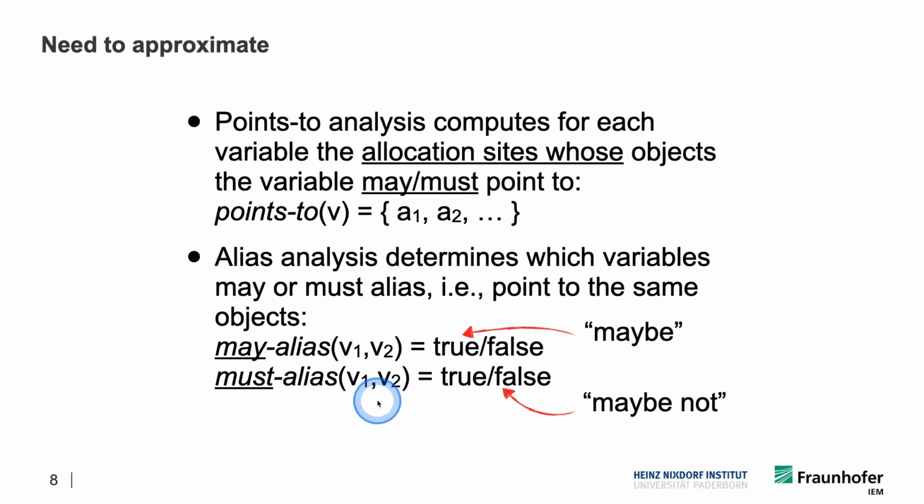With must alias analysis, it's the other way around. So here true is the definite answer. If you get true, it definitely means that v1 and v2 will point to the same object. And if it tells you false, then this means maybe not. They might point to the same object, but you don't know for sure.